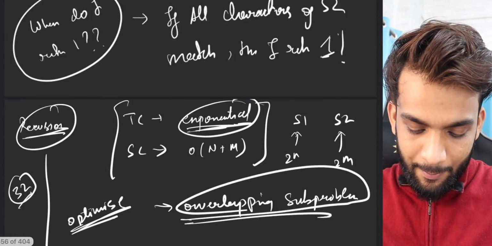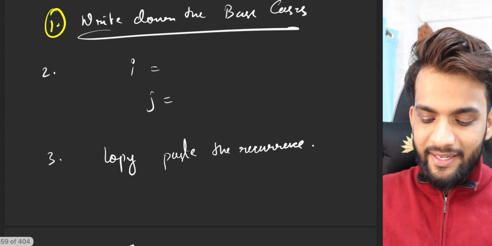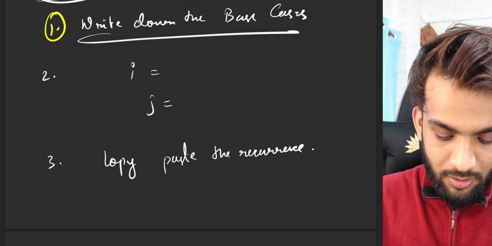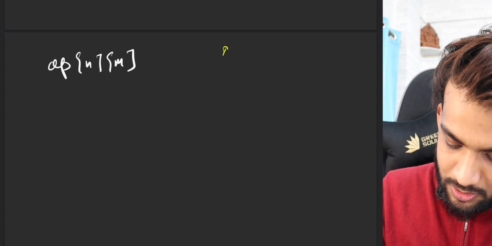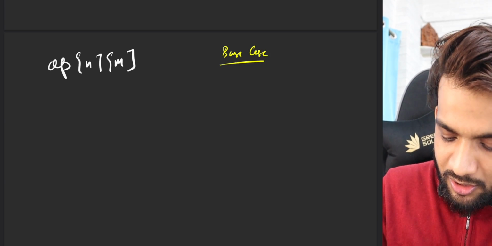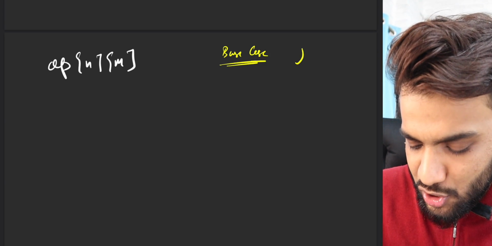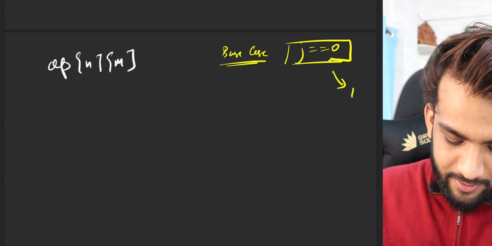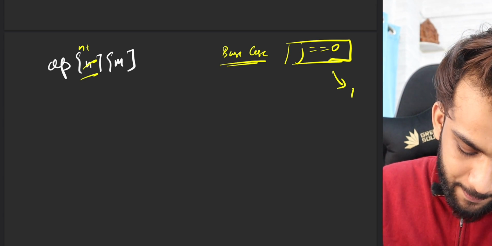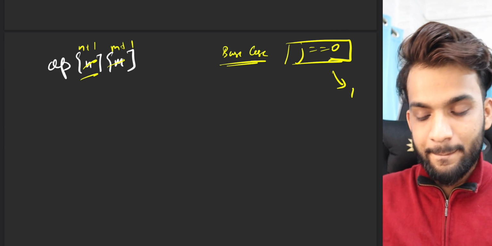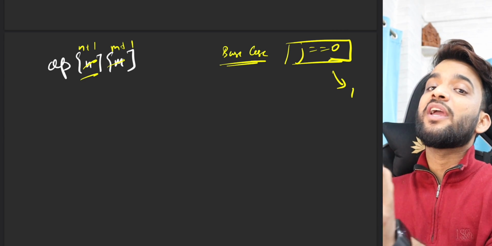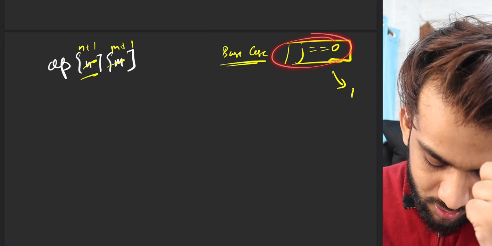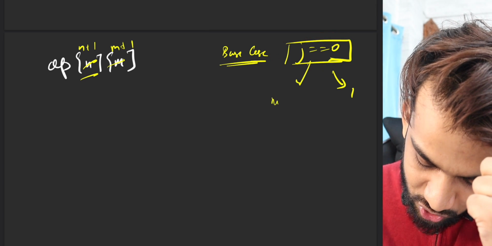Coming back to the iPad, write down the base cases. So what does the base case state? Let's come down to the base case. The base case states for everything, whenever j is equal to 0, you put a 1. And this is definitely going to be n plus 1 and m plus 1 now. So for everything where j is equal to 0, what does j equal to 0 mean? No string s2.